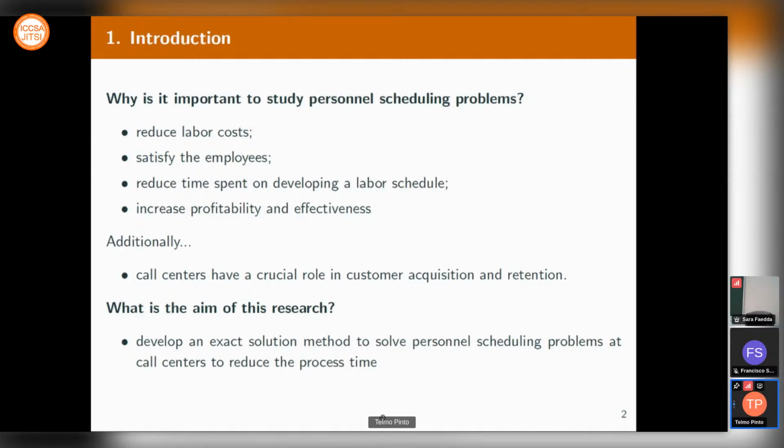Additionally, call centers play a crucial role in customer acquisition and retention for businesses. We are all customers, and we all can see that a call center serves as our primary point of contact, handling inquiries, resolving issues, providing support, and so on. So the aim of this research is to develop an exact solution method to solve personnel scheduling problems, more precisely at call centers. The focus is on trying to reduce the time spent in this scheduling process.